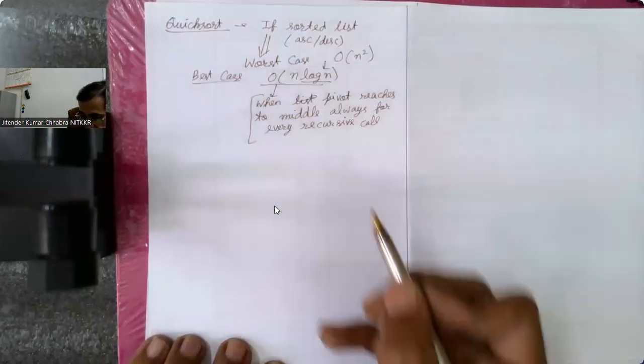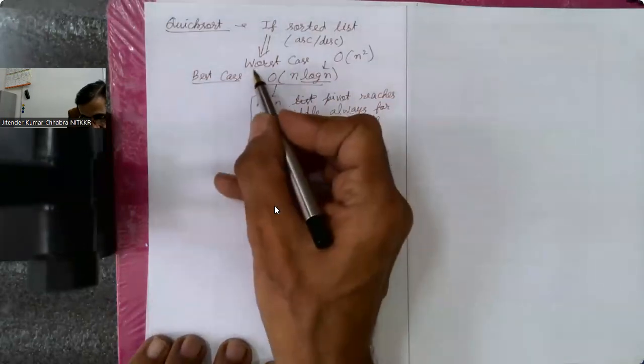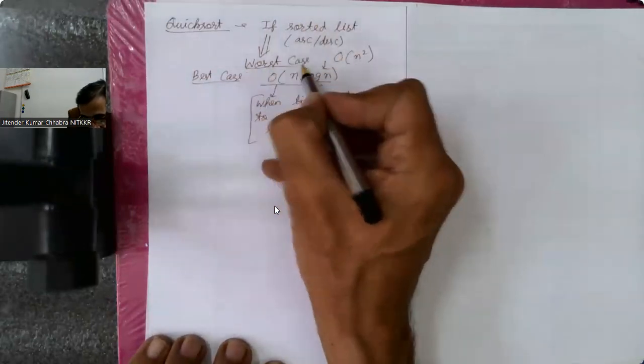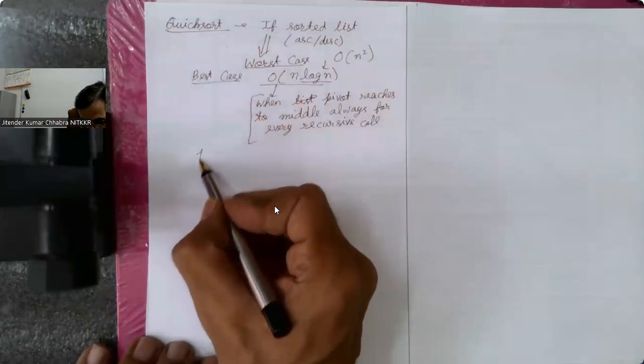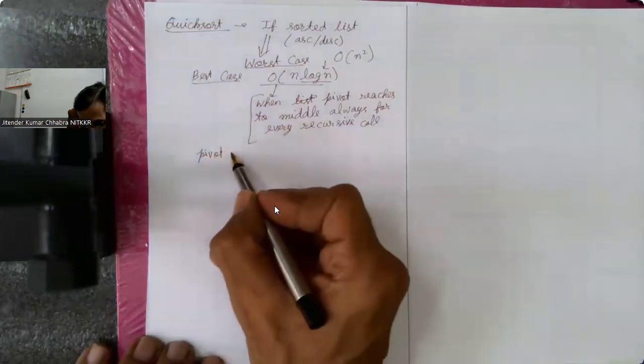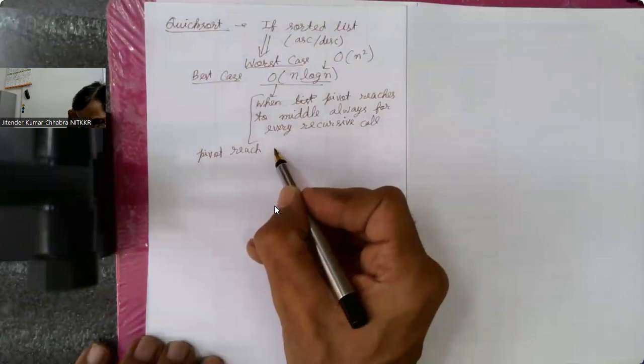So it doesn't mean that a sorted list always means best case. No. In this case, sorted meant worst case. Why was sorted the worst? Because the pivot was reaching the last or one extreme position.